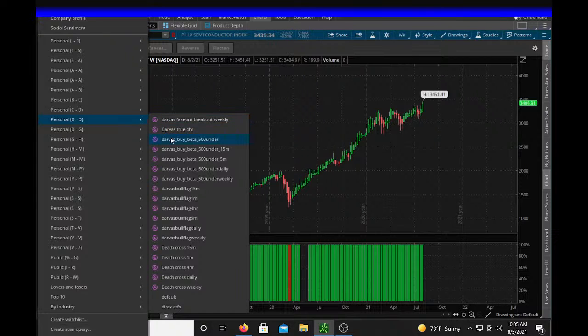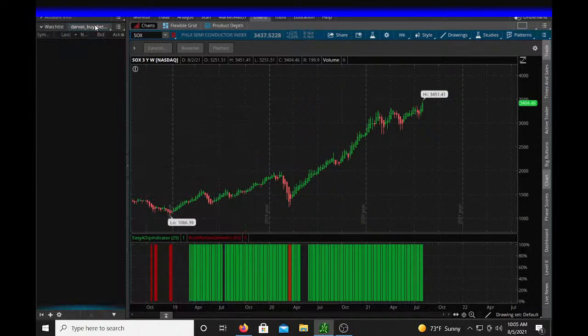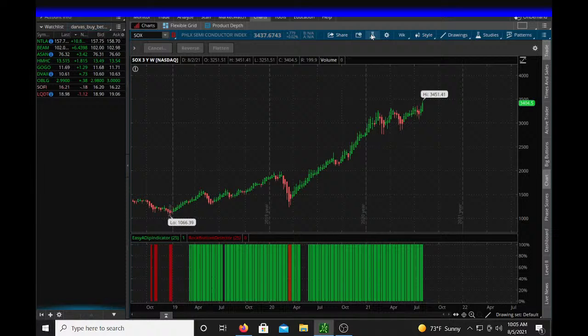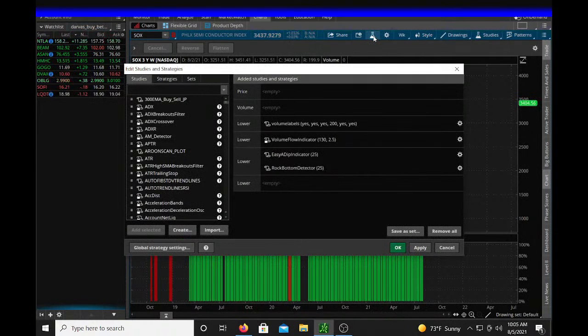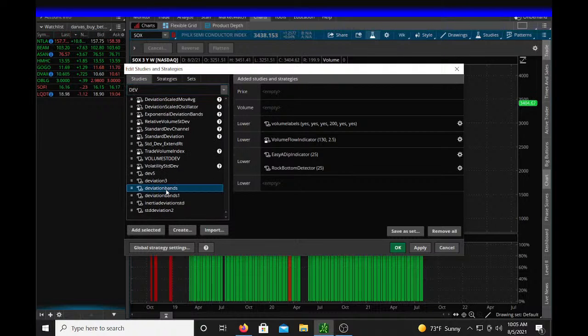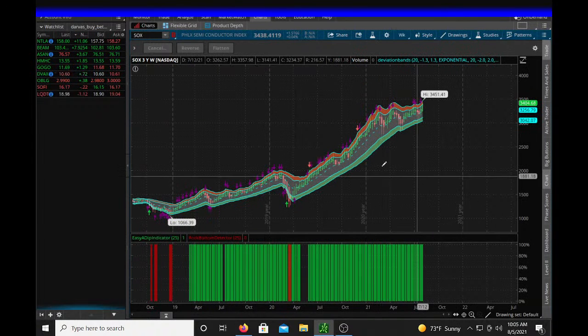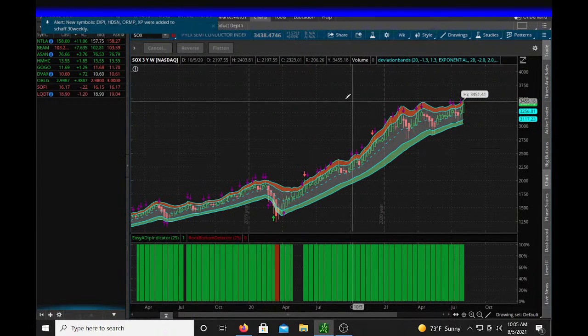Let's check out the Darvas. Here, we got GoGo, SoFi, LQDT, Beam, NTLA, HMHC, and DVAX. Okay, so let's go for Dev, and we'll go for our deviation bands. And deviation bands, look for your deviations.